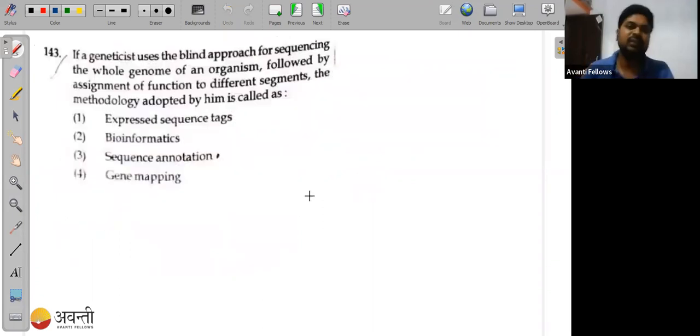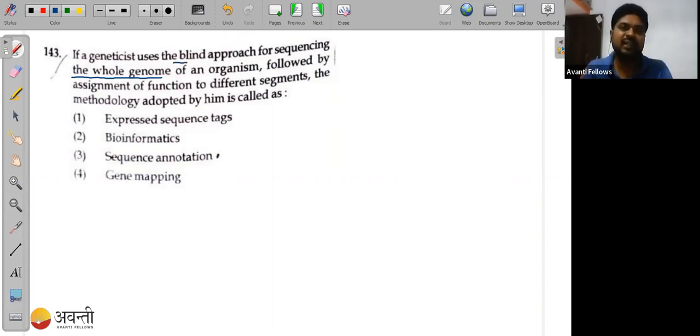Okay, moving further, next question. If a geneticist uses a blind approach for sequencing a whole genome, so here they ask about the whole genome of an organism, followed by assignment of the functions to different segments. The methodology adopted by him is called, कौन सा method use करेंगे for sequencing of whole genome?